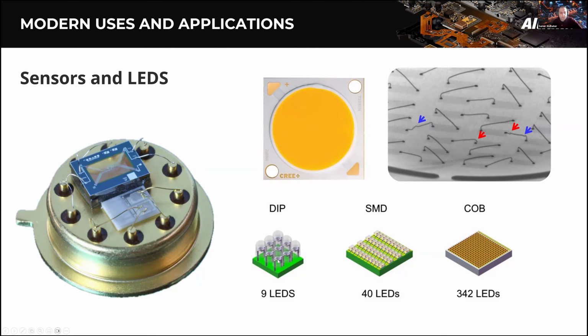If you use just discrete components, then you can pack a few of them in a certain area. If you use surface mount, then you can pack more. Now, if you use chip on board down to the die level, you can pack a lot more in there and you get much brighter LEDs.